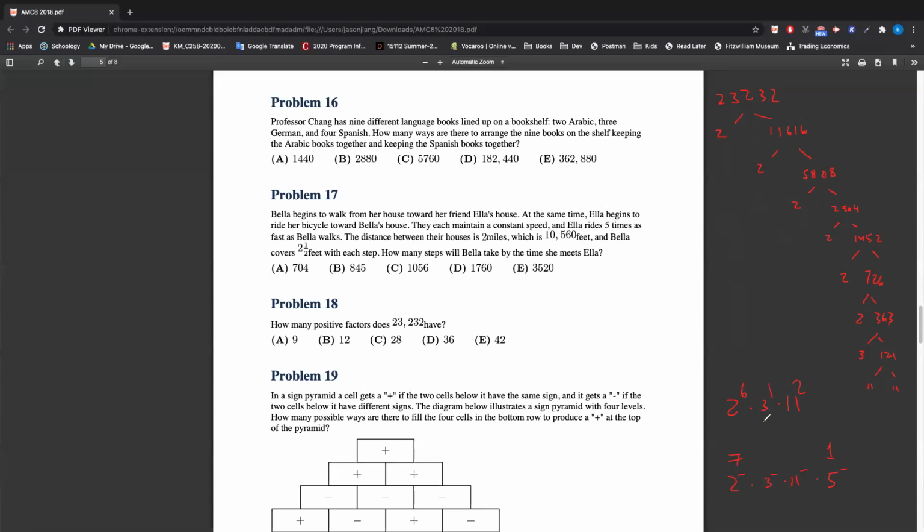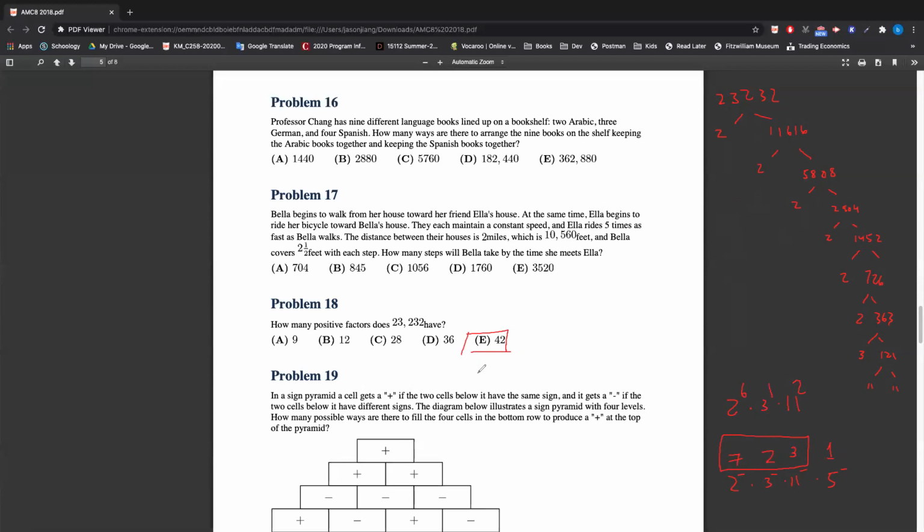So back to the factors we care about, 3 to the 1st power could either be 3 to the 0 or 3 to the 1st in our factor. That gives us 2 choices. For 11 squared, we have 3 choices. So just multiplying these together, we get 42.